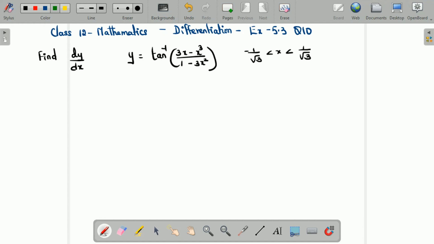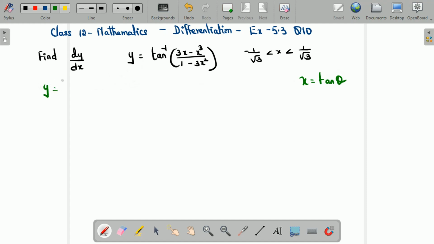In this video, let's find the solution for the 10th question in exercise 5.3. Find dy by dx given that y is equal to tan inverse of (3x minus x cube) by (1 minus 3x squared). So first we are going to put x is equal to tan theta. So first let's make the changes to y.